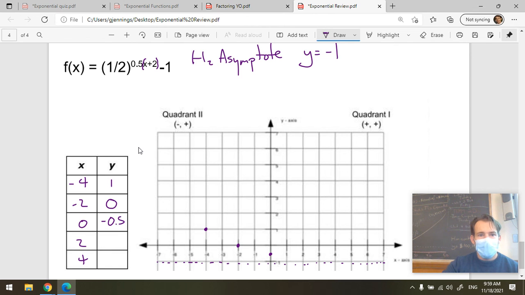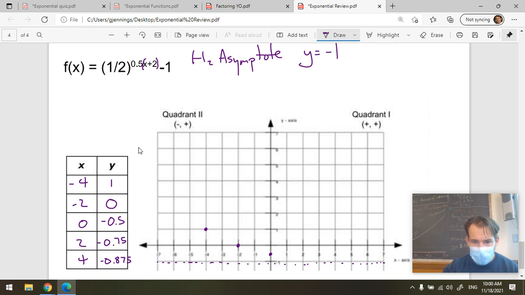So that makes this to the 2. And so that'd be a quarter minus 1 would be -0.75, -3/4, -0.75 there. And then if I have this as the 4, 4 plus 2 is 6. 6 times 1 half is 3. This to the power 3 is 1/8. So this would be -1 plus an eighth. So that would be -0.875. Thank you, Siraj, for confirming my mental math.